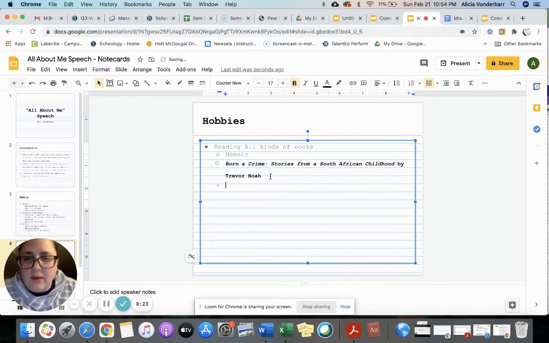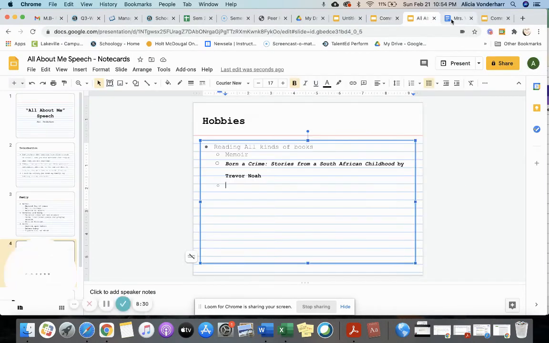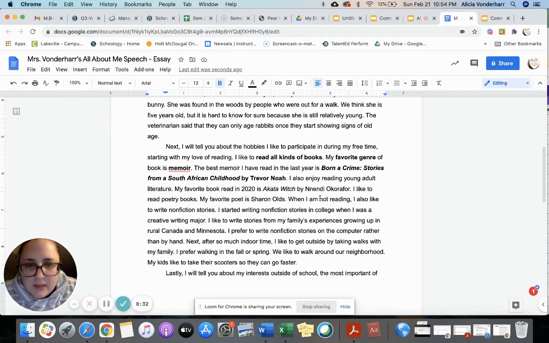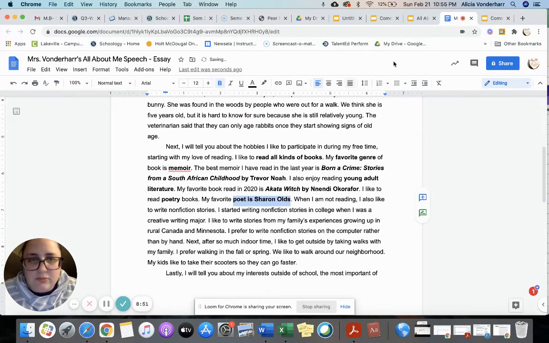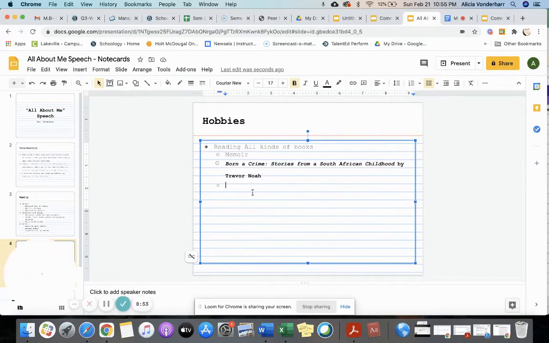And I'm going to keep going. I'm going to be putting in all of the information that I want to put in here. Oops. Wrong direction, you guys. Here we go. I like YA lit. Akata Witch by Nnedi Okorafor. That's my favorite one from last year. I like reading poetry. My favorite poet is Sharon Olds. And then I'm going to go into writing nonfiction stories.